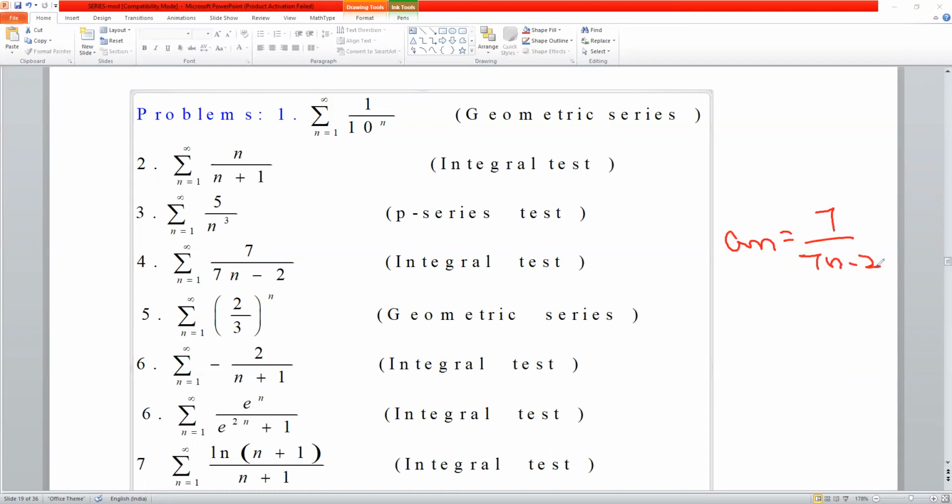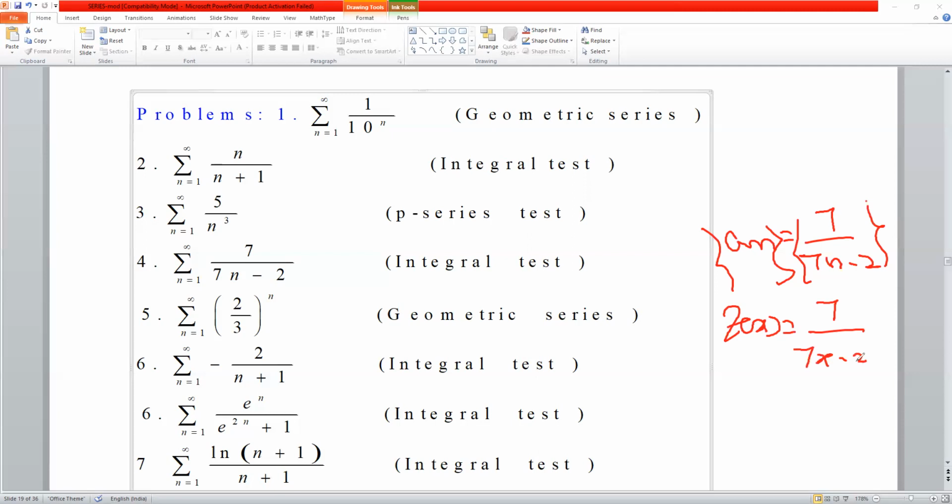So this is the sequence. Let us take a sequence. This sequence is a decreasing sequence, because the denominator is bigger than the numerator. It is a decreasing sequence for all n greater than or equal to 1. Therefore one can write the function f of x. f of x is equal to 7 by 7x minus 2.